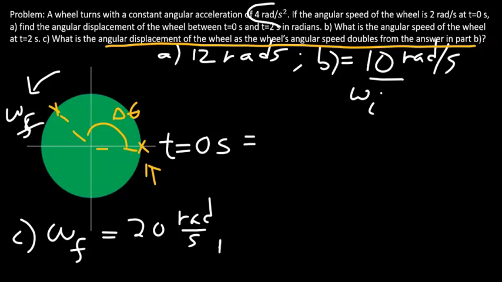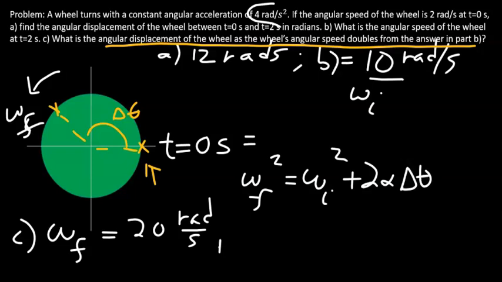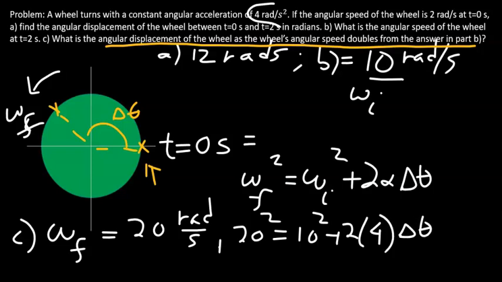And we can easily calculate that using another rotational kinematics equation, that is omega f squared equals omega i squared plus 2 alpha delta theta. Omega f is 20, so 20 squared. Omega i is 10, so 10 squared, plus 2. Alpha is 4, it's given. Delta theta, and you can calculate delta theta, which will turn out to be 37.5 radian.